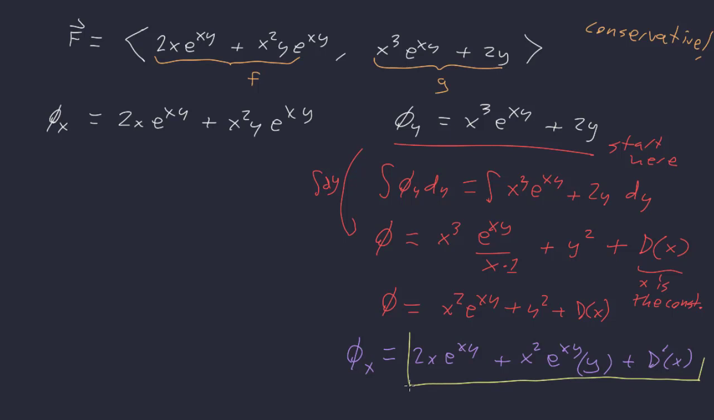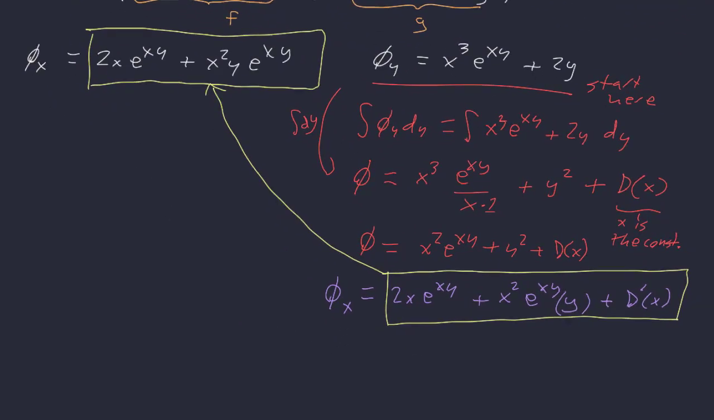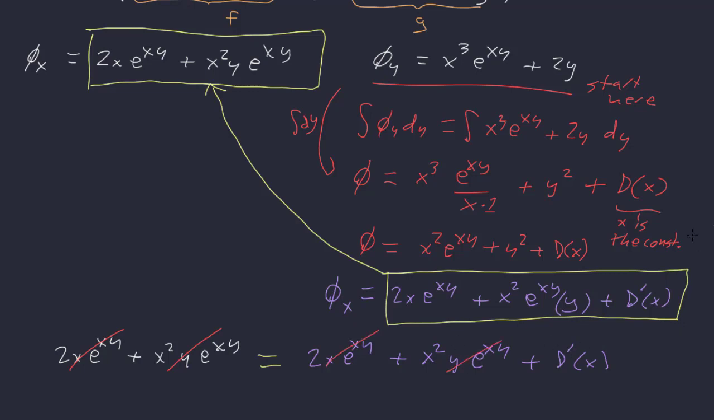All right. Then I'm going to take this and line it up with this. Okay, so I want that 2x e to the xy plus x squared y e to the xy, that's going to equal 2x e to the xy plus x squared, let me rewrite this as x squared y e to the xy plus d prime x. All right, so these cancel. And what are we left with? Well, we're left with the fact that d prime of x is equal to 0.